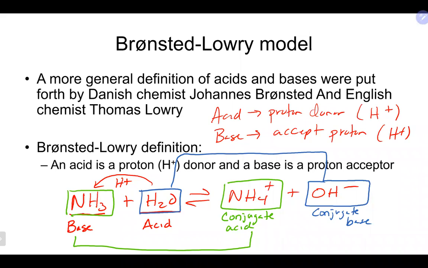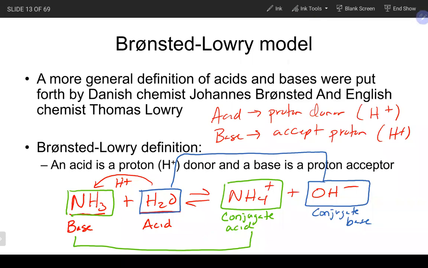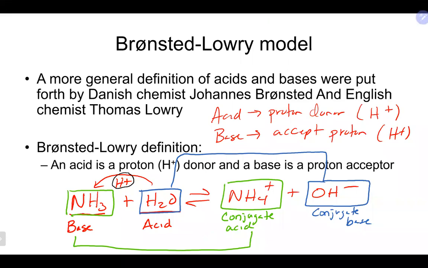The only difference between these pairs is exactly what was transferred, and what was transferred in this case is one single H+. So in order for these to be pairs, the only difference between them can be one H+. When we look at NH3 on the left, the species on the other side has one more H+. When we look at the water to the hydroxide, it has one less H+.